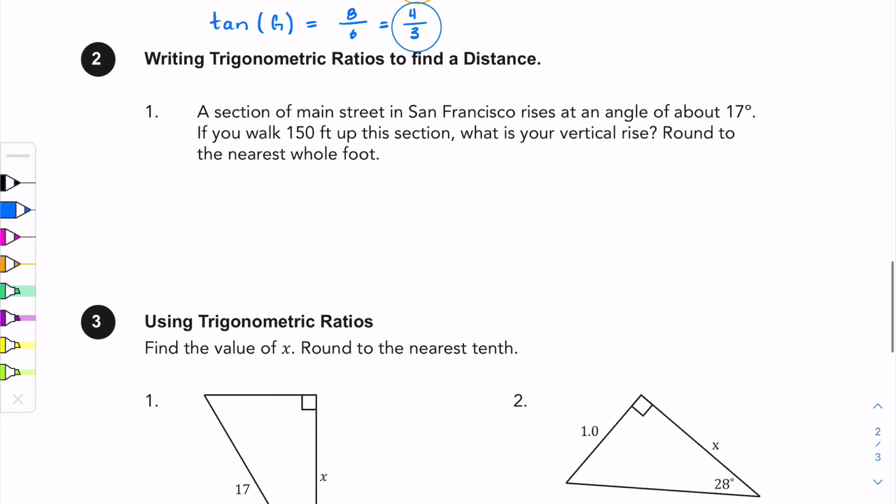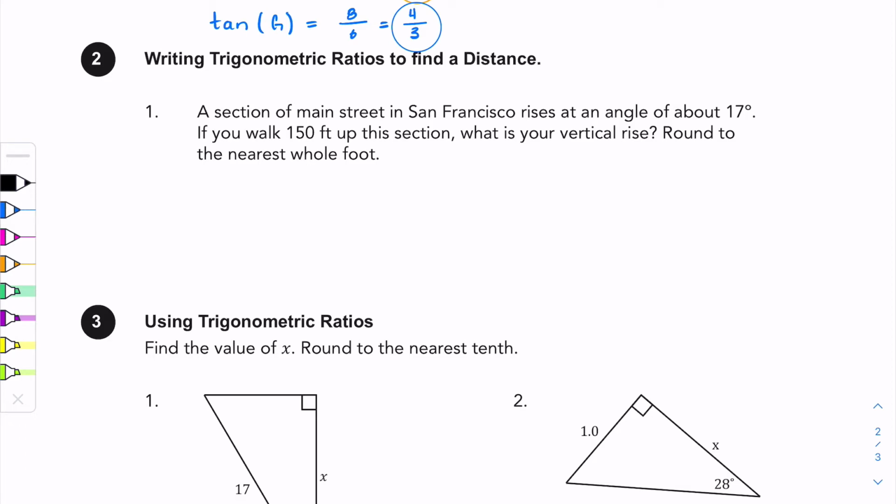Next, we're going to start using trig ratios to actually find missing lengths. And this is when you're given angle measures and you're going to need to use a calculator. So if you have a scientific calculator, that is very helpful. If not, you can use an online calculator, and that's what I'll be using when I go over these examples.